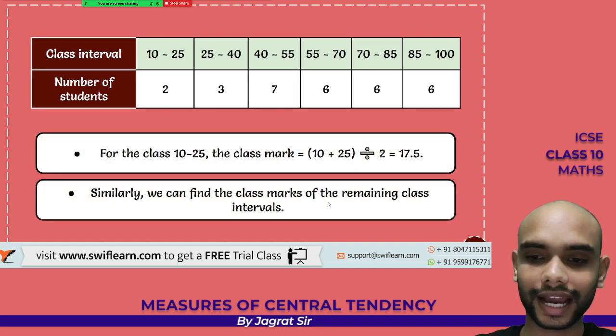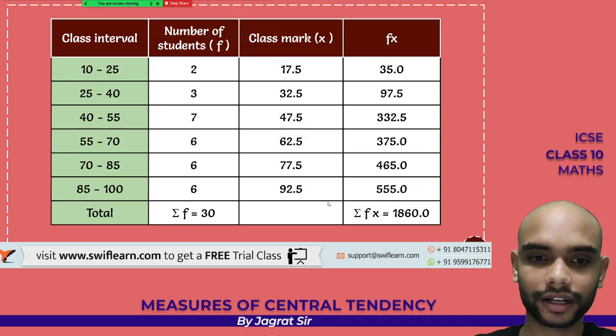The first x is 17.5. And second x, 25 plus 40 will be 65. 65 divided by 2 will be 32.5. 40 and 55, this will be 95, I think. So you will get this. Okay. Similarly, you will get your class marks, that is x. Now you will multiply these two. 2 into 17.5. This will be 35. 3 into 32.5. This will be 97.5.